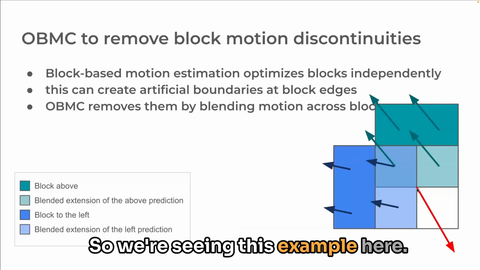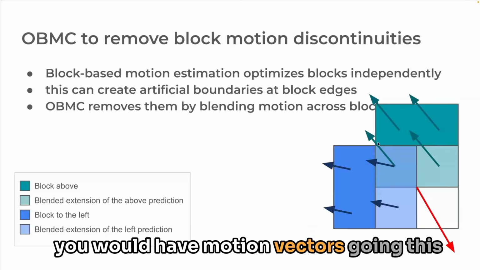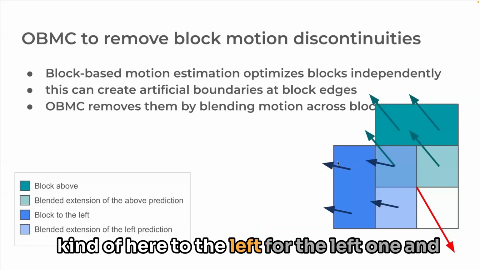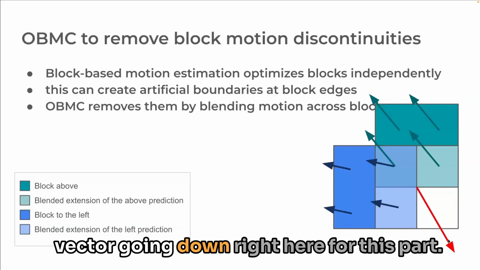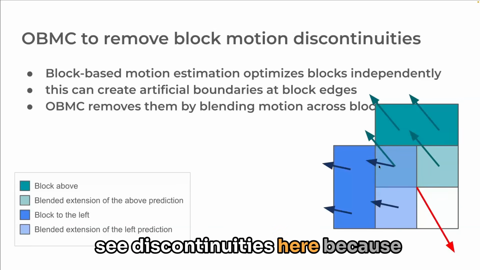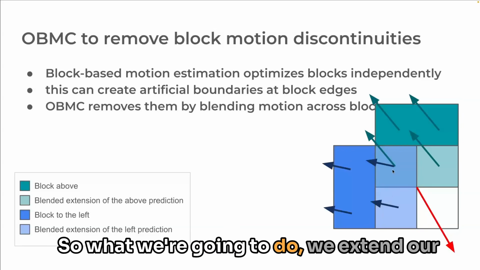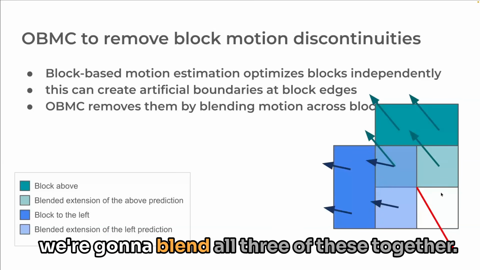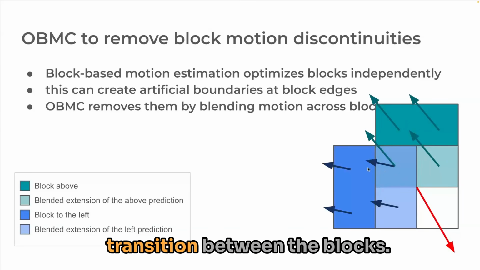So we're seeing this example here. This is a fabricated extreme example where you would have motion vectors going this way for the top one, and motion vectors going to the left for the left one, and then very bizarrely you'd have this motion vector going down right here for this part. If you code that, you're going to see discontinuities here because that content won't match up. So what we do is extend our prediction in these different directions, and blend all three of these together. This will give us a nice smooth transition between the blocks.